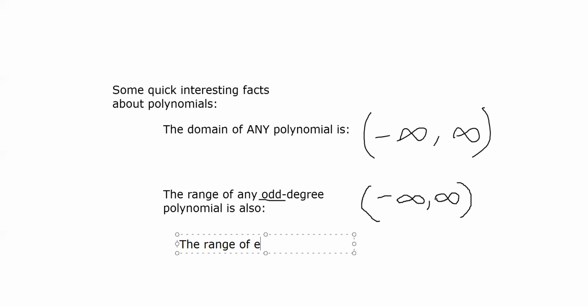The range of even degree polynomials is much more nuanced. In other words, there's no hard and fast rule for any one of them. All I can say is that the range of an even degree polynomial will never be the entire real number line. As much as we'd like it to be, it's just not going to be the case. But the exact range depends on the function you have.